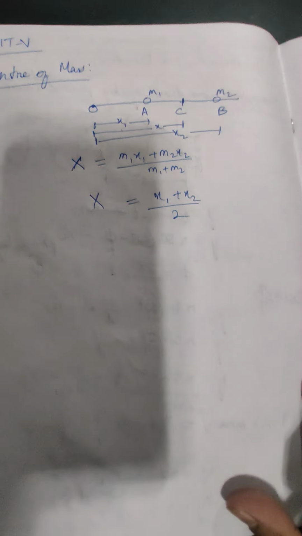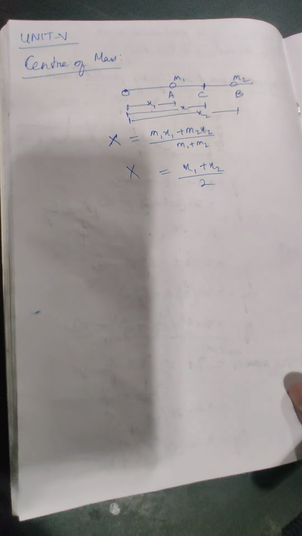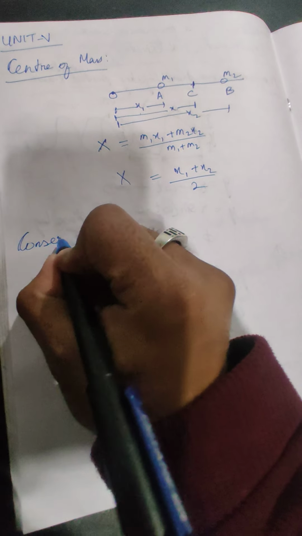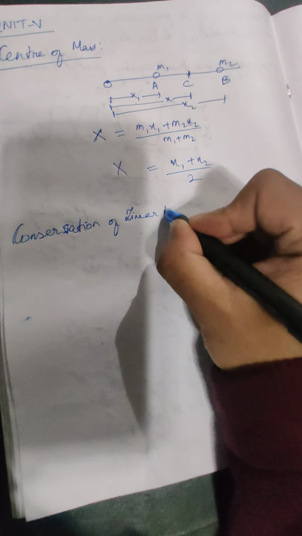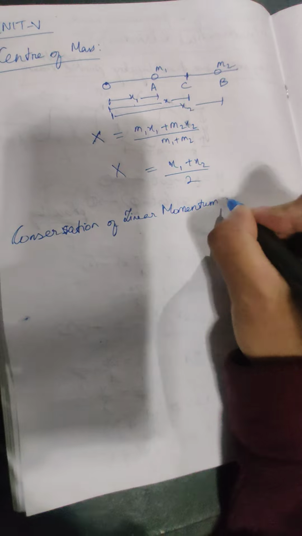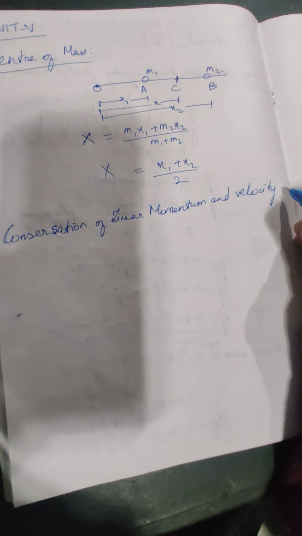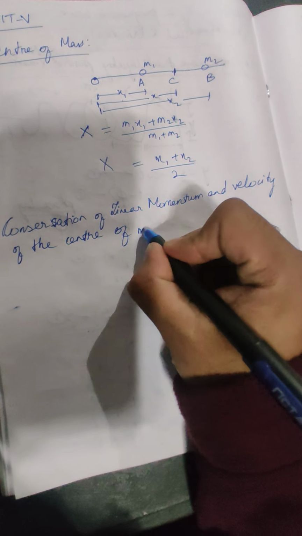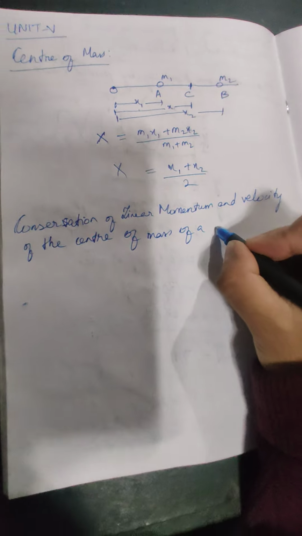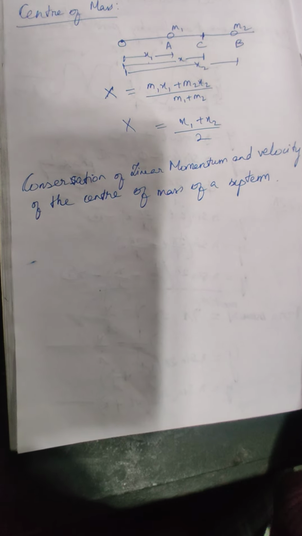Now for our second topic, let us talk about the conservation of linear momentum and velocity of the center of mass of a system. Conservation of linear momentum and velocity of the center of mass of a system.